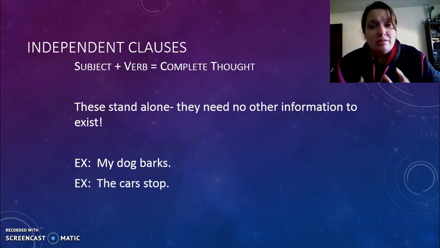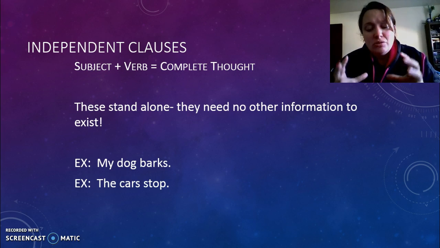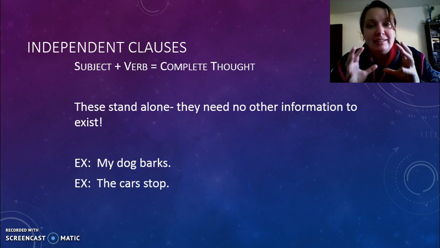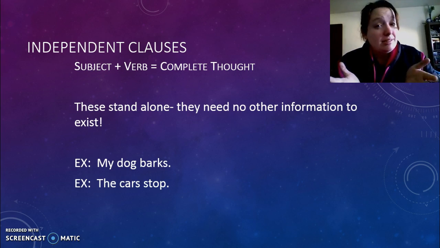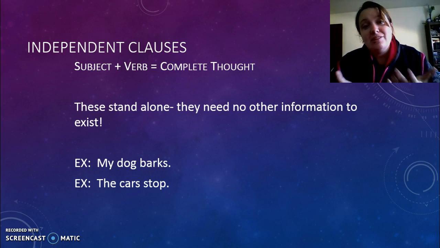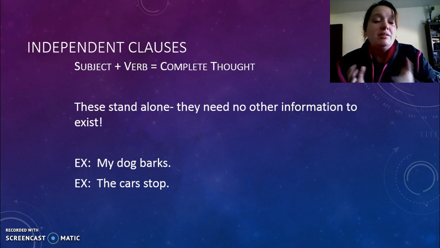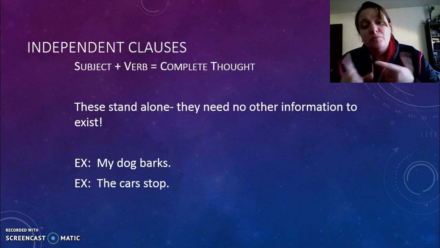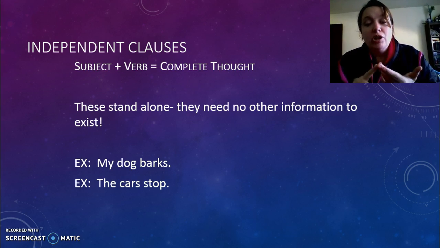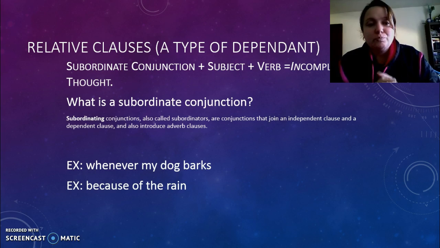Alright, so independent clauses. These are the only kind of clause that can stand on their own. They can be their own sentence, essentially. They must contain a subject, a verb, and compile into a complete thought. So you have to have a subject, a verb, and a complete thought, which is the same definition we have for a complete sentence, because independent clauses can stand alone. Examples toward the bottom of the screen: my dog barks, or the car stops. Dog barks, subject verb. Car stops, subject verb.